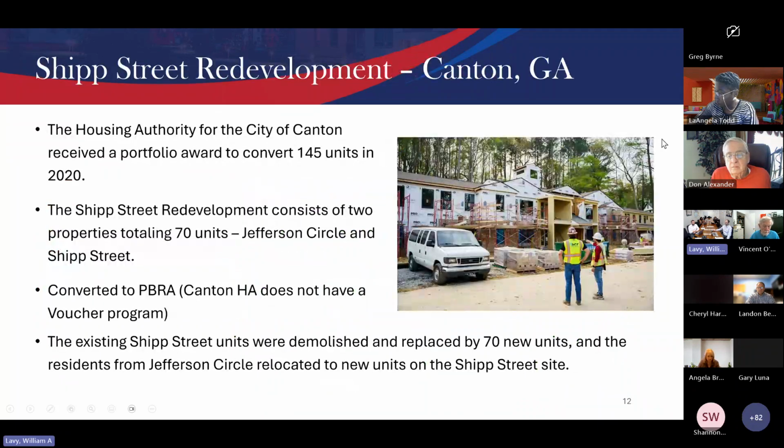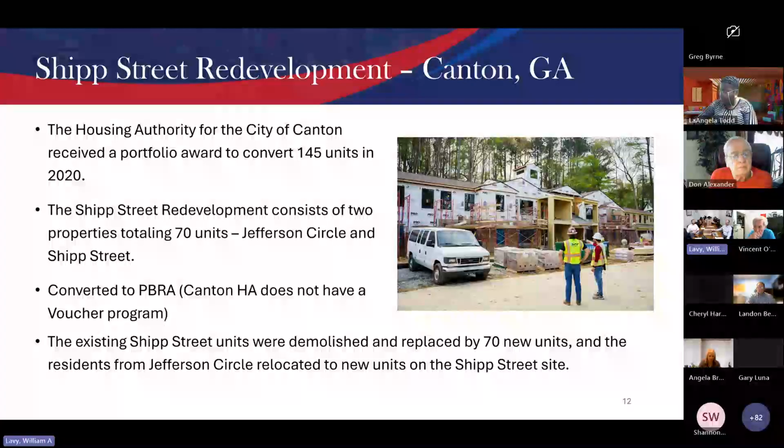So Ship Street is City of Canton in Georgia. It had 70 total units between two public housing sites, one Jefferson Circle, one Ship Street. The Ship Street site actually had 15 acres. So the idea was, well, we can easily accommodate additional units on that type of acreage. Why don't we combine the unit counts, one-for-one replacement, right, a core component of the RAD program, and we'll build 70 newly constructed units on the Ship Street site. Ship Street site, it's hard to say, 3 S's in a row. So they demolished all those units, replaced one for one.